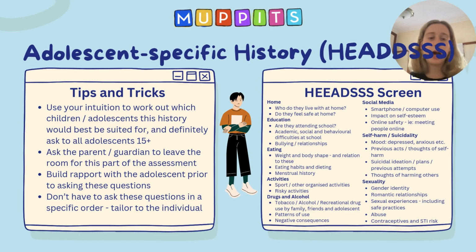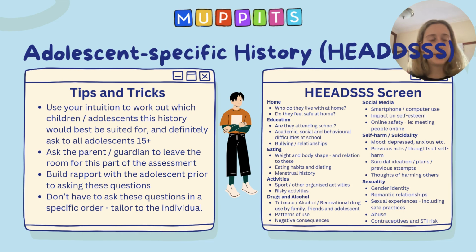And this can be quite a daunting question to ask, but a good way to frame it is, do those around you? You could start off by asking, do those around you smoke, for example? Do any of your friends smoke? And then you can ask, and have you ever tried smoking, or do you smoke? And framing it that way for each of the different substances can be really useful and a less interrogative way of asking. Patterns of use, if they do say that they use any of the above, and any negative consequences as well, like addiction, maybe stealing to access some of these substances.